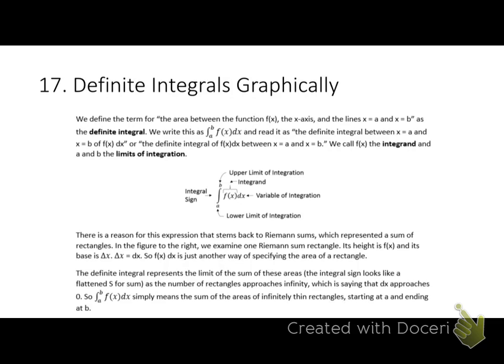We define the area between the function f of x, the x-axis, and the lines x equals a and x equals b as the definite integral. And this is how we write it. Okay, you have a very skinny s from a to b of f of x dx. The f of x thing is the integrand. Okay, it's typically the equation or the function that you're integrating. The dx tells you what you're integrating with respect to.